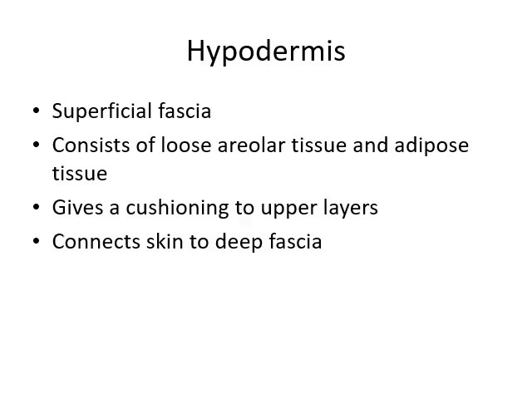Now going on to the third layer, which is the hypodermis. Basically we can also call this the superficial fascia because it consists of loose areolar tissue and adipose tissue. The hypodermis actually gives a cushioning effect to the upper layers and also connects the skin to the deep fascia.